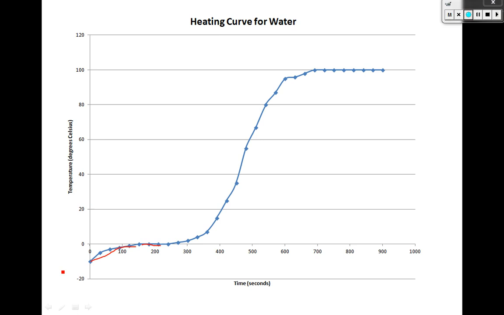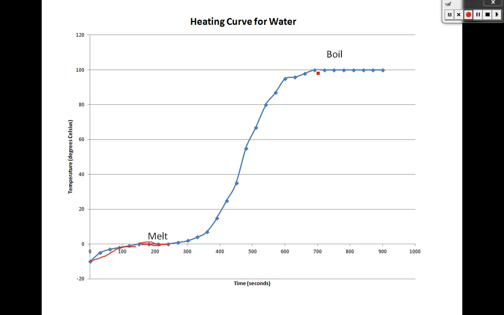So let me erase here. All right, let's look at the different parts of this. Right here is where the ice is melting. For a lot of you, yours probably went straight up instead of having a little leveled off place. Some of you have a leveled off place. It depends on how much you were stirring your ice water. But you should have a leveled off place at the beginning, and then up here where the water begins to boil, you should have another leveled off place.